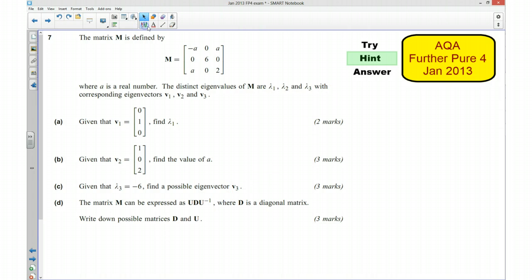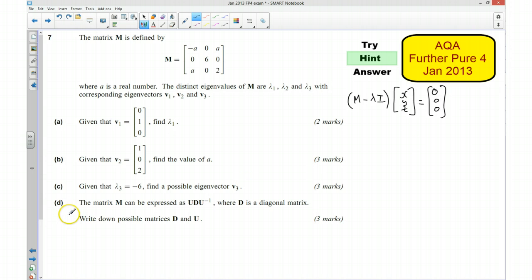Well, in order to solve this, we need to use the fact that this matrix take away an eigenvalue times the identity matrix, and we know that that's going to be equal to this here. So that's basically where we take our eigenvalue away from the leading diagonal, and we can set up this equation and hopefully work out what the possible values for x, y and z might be.